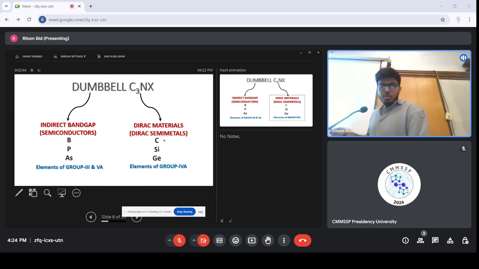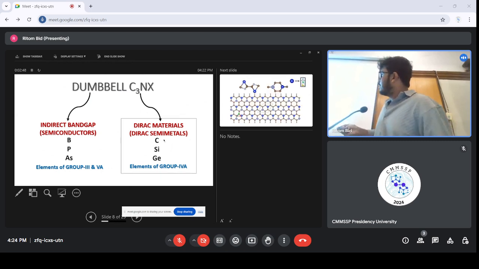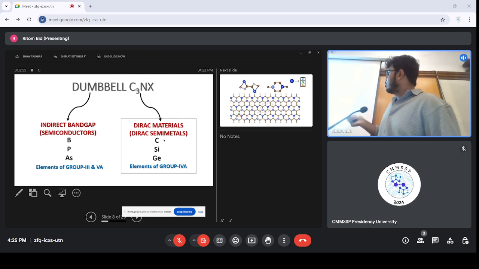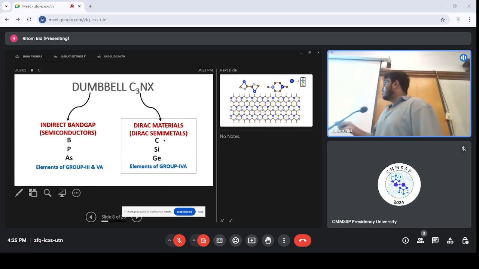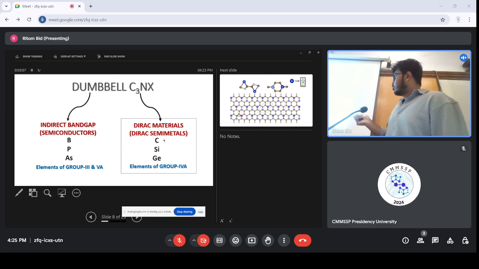So we have found two different classes of systems. One is integrated band gap semiconductors using the group 3 and group 5 elements, and through group 4 elements, we have done the Dirac materials. So the motivation was we wanted to have the supremacy of graphene, but we wanted to have equally the applicability of CXNO. So we have found these two classes in a single family of materials, and this is the concern of our talk.